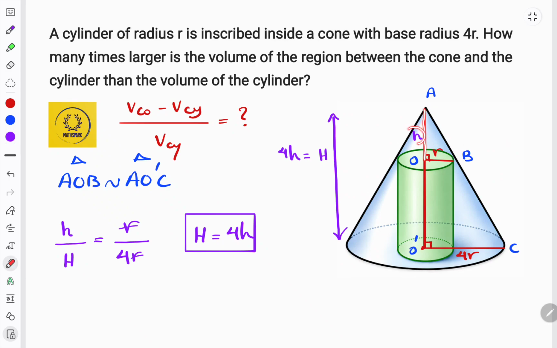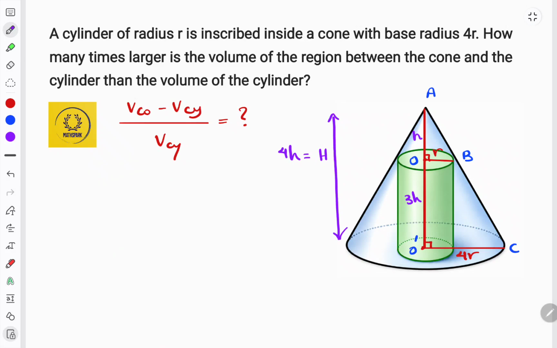This part is h. This one is 4h. So by subtracting h from 4h, I figure out that this part, OO prime, is 3h, which is the height of the cylinder. And now let's plug in all these values in this ratio.